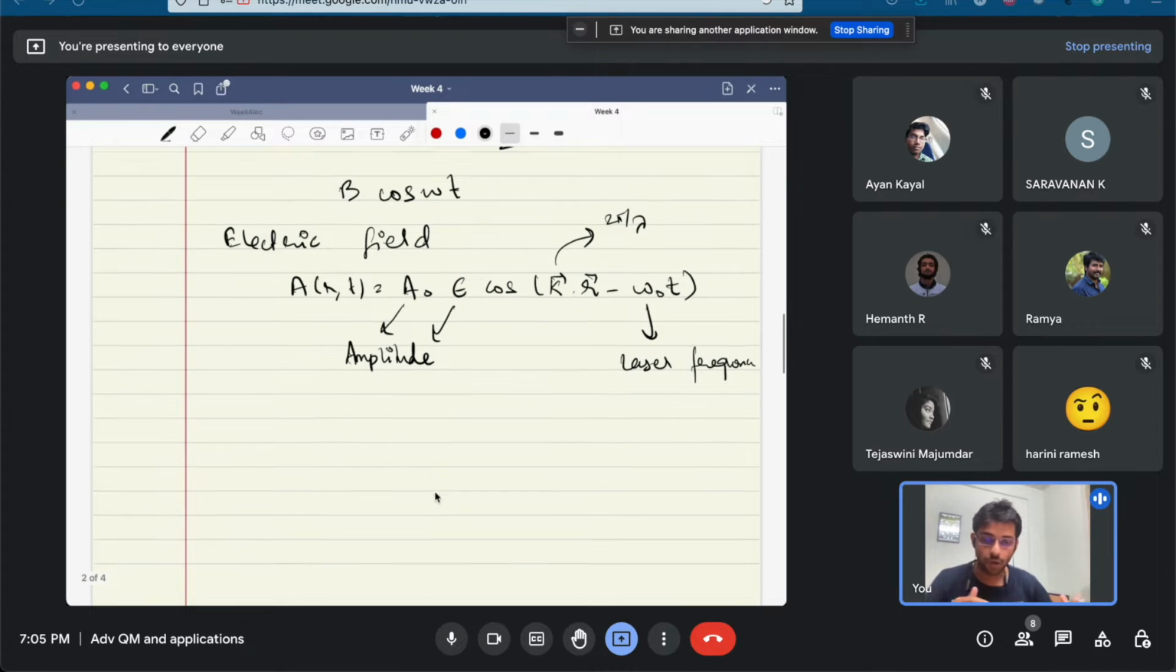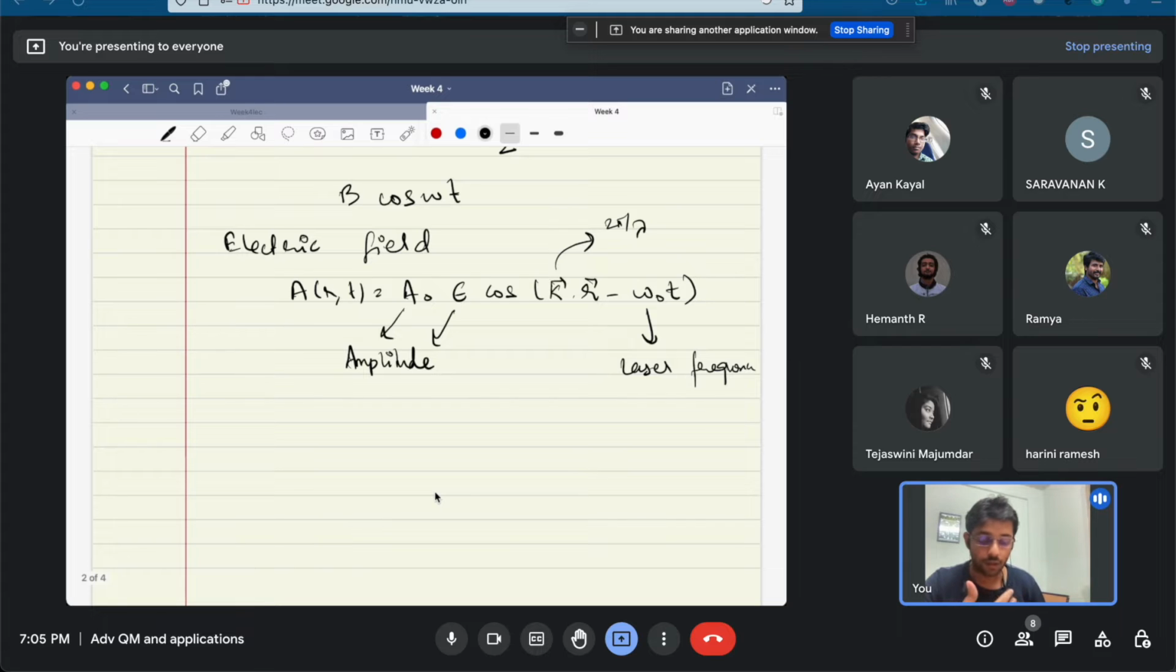Now you know how to derive an electric field from a vector potential, right? From the Maxwell equations, you can find the electric field from the time derivative. So this essentially gives us A naught epsilon omega naught and your sine, with the minus sign here.